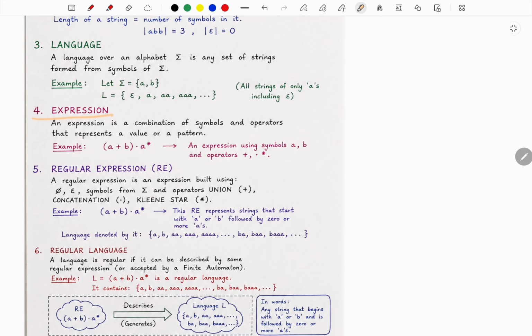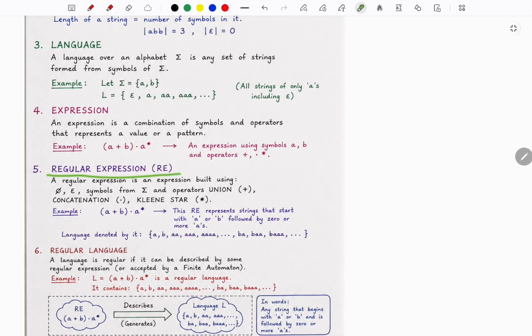Next is expression. Expression is a combination of symbols and operators that describes a pattern. For example, (A plus B) concatenated with A star. Here plus means either A or B. This dot means concatenation. And this star means 0 or more times A. We can read it like this: this is an expression using symbols A and B and operators plus, concatenation, and star.